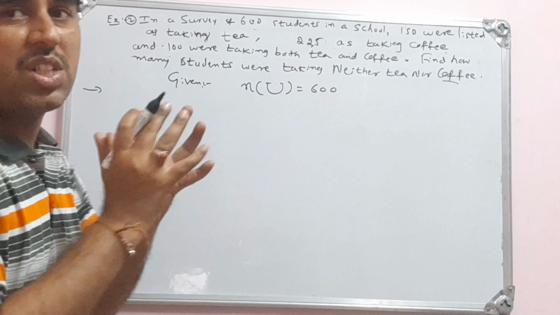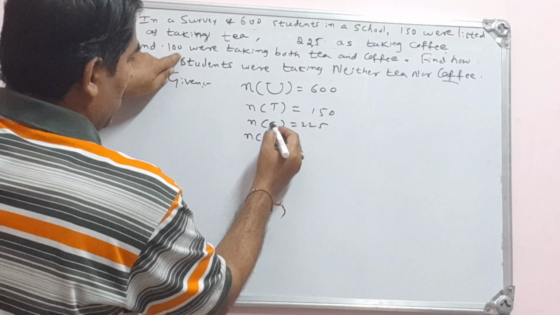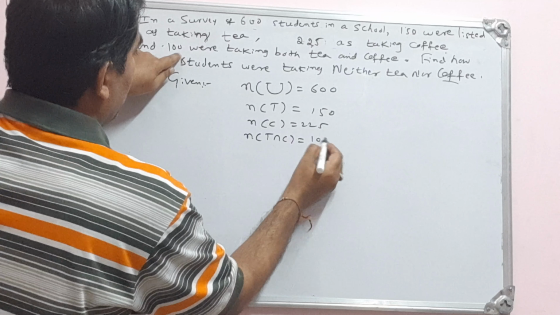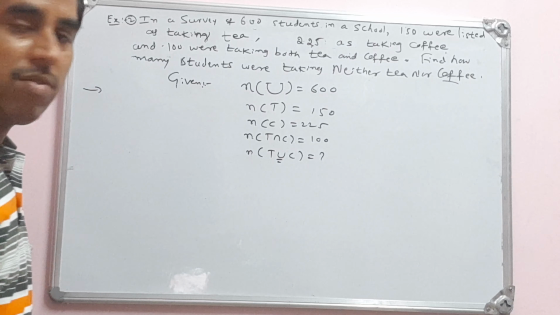So out of these 600 students, what are the observations? 150 were taking tea. So that is, I will say, n of T. Then 225 taking coffee. Then 100 were taking both. So both means tea and coffee, T intersection C, that is 100.